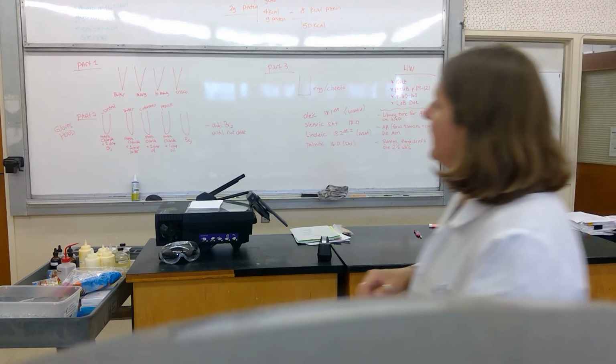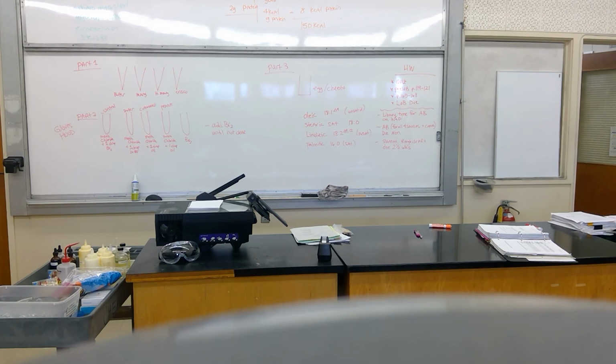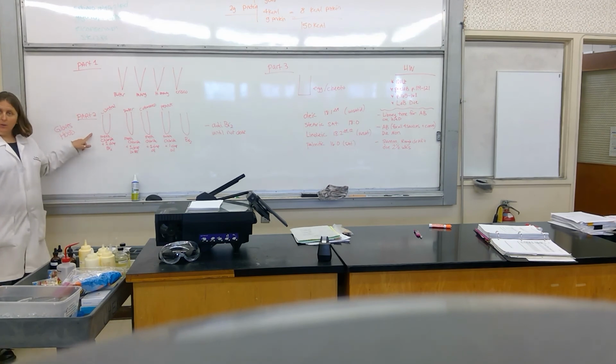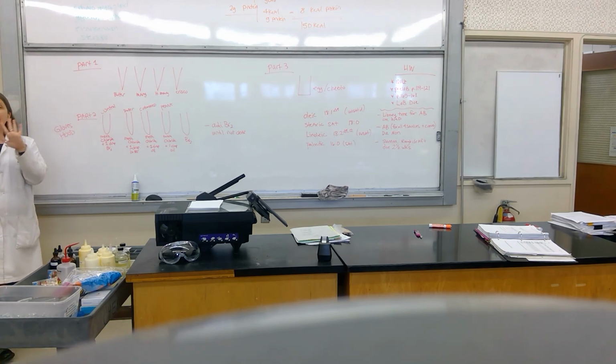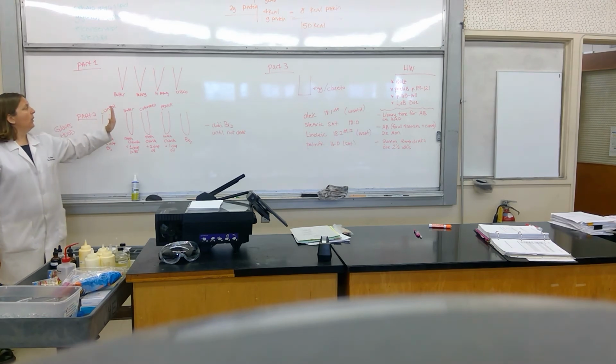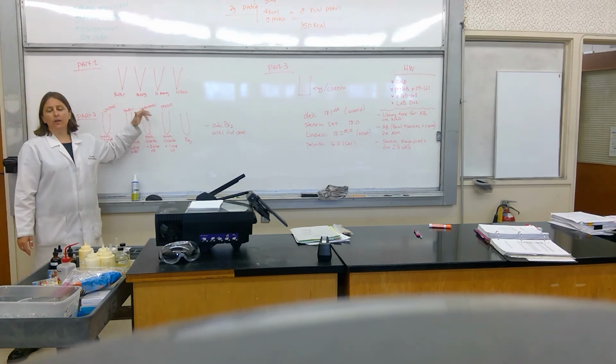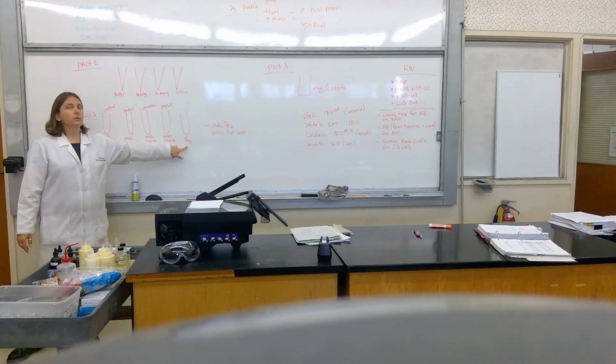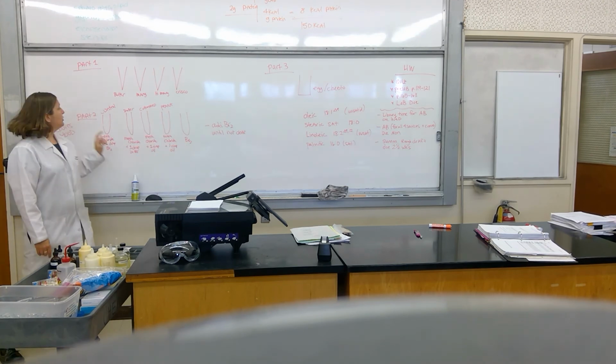So part two is going to be different. These are in test tubes. You're going to need 5 test tubes. One is your control. One will have butter. One will have cottonseed oil. One will have peanut. And then the last one's just going to have bromine in it.